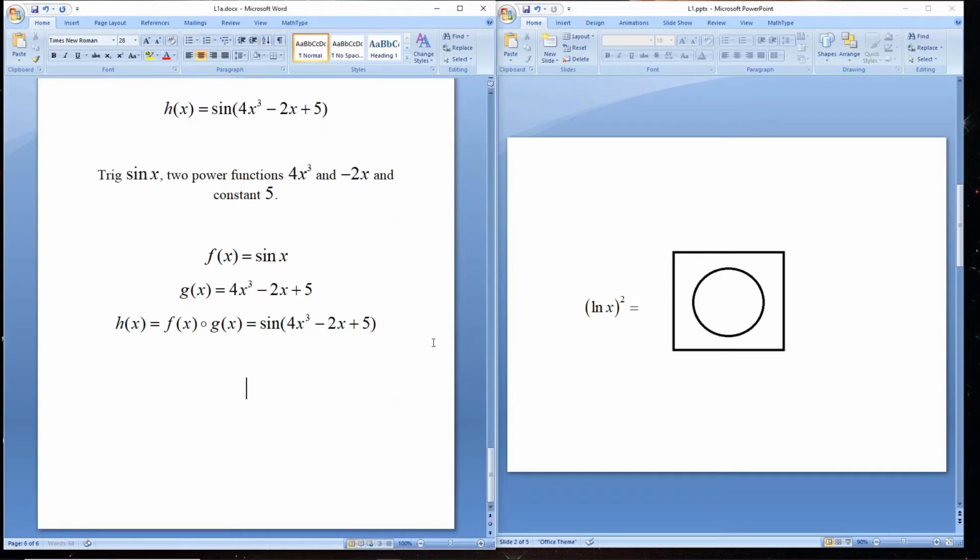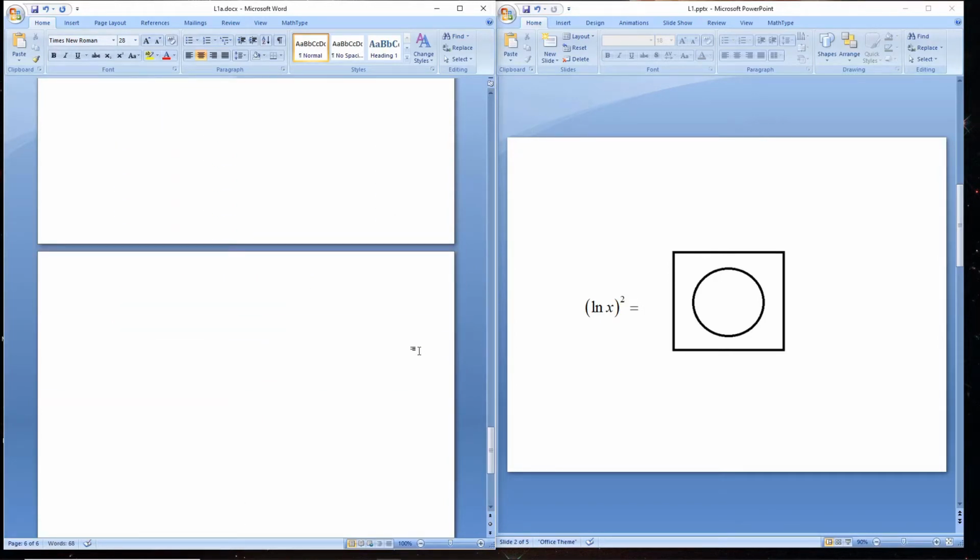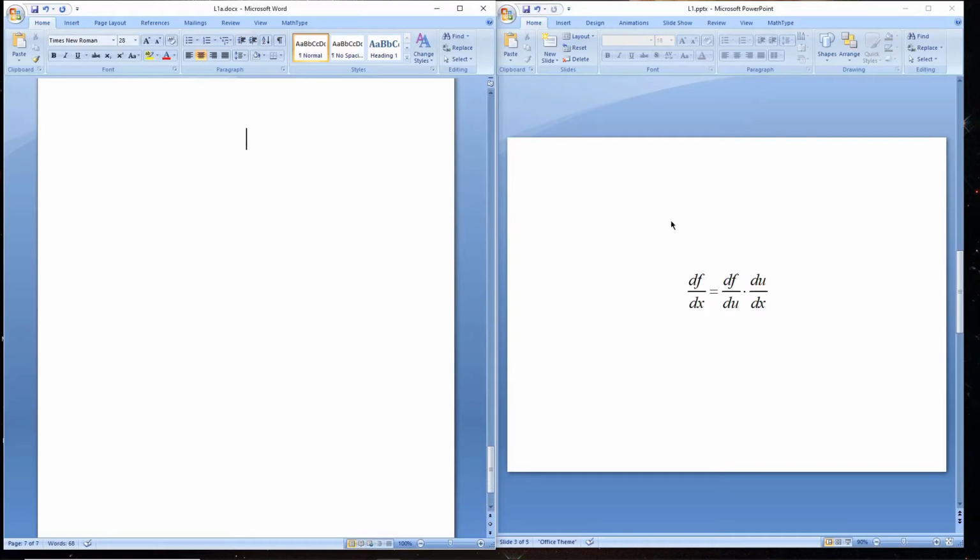So let's start with a straightforward example. Here is the chain rule here. I'm just going to have it sitting there on the right. And here is our function we're going to test out. And what functions do you see? So you see there's a sine function and there's a power function. The power function is inside the sine function.